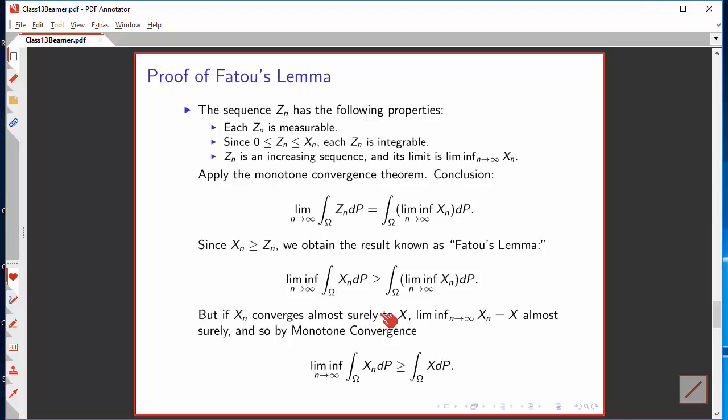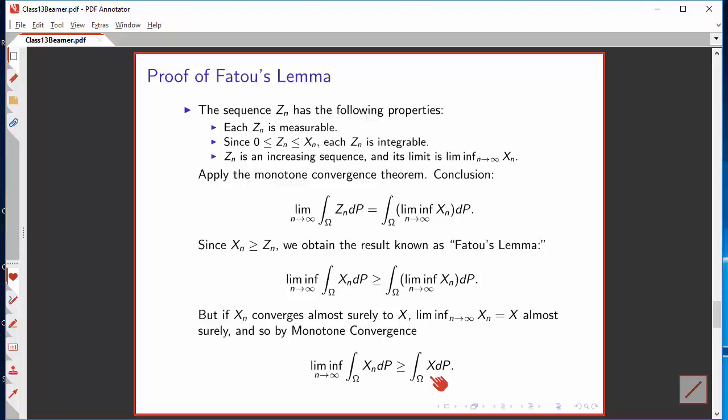where x sub n converges to x, except perhaps on a set of measure 0, so it's almost sure convergence, then the lim inf of the x sub n's also converges to x. Remember that if a sequence converges, its limit is equal both to its lim sup and its lim inf. And so finally, by the monotone convergence theorem, I can say that the lim inf of the expectation of x sub n is greater than or equal to the expectation of x.